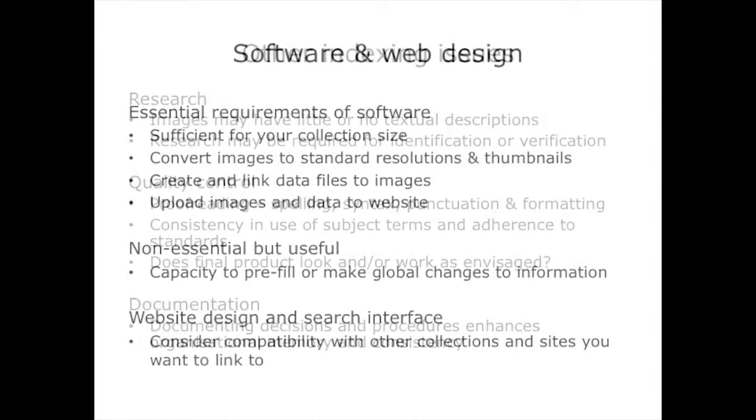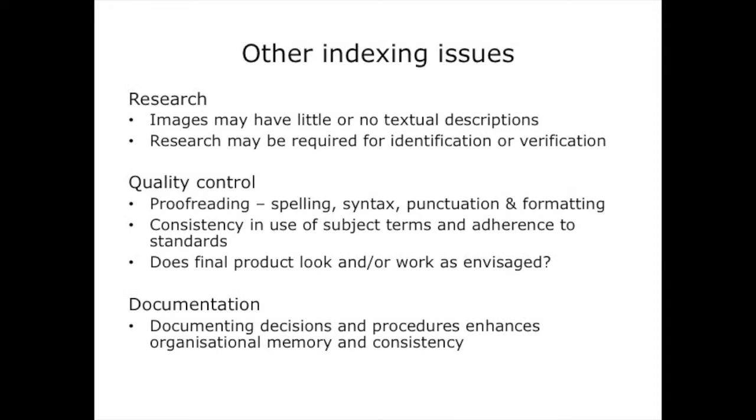Other important issues to consider are research, quality control and documentation. Many collections have little or no textual descriptions, so image indexing also often requires original research and verification. In other cases, the title on the image may be incorrect. I found one image in our collection that was stated to be the former deaf, dumb and blind asylum at Sydney University, but turned out to be Sizer Castle in Cumbria, UK.